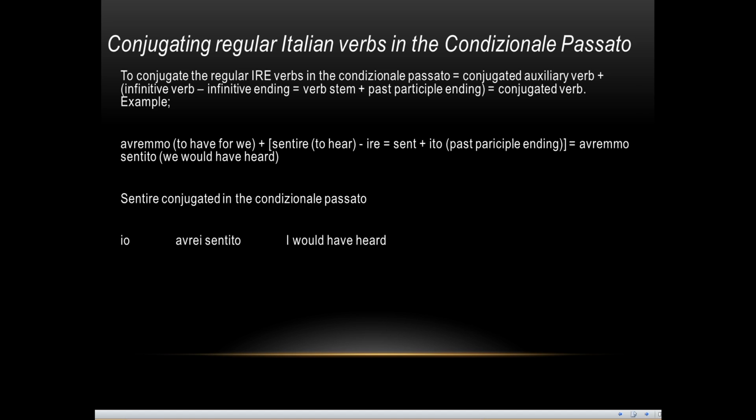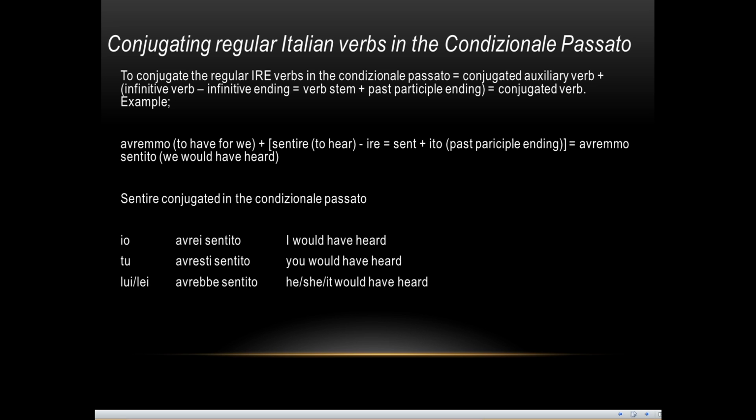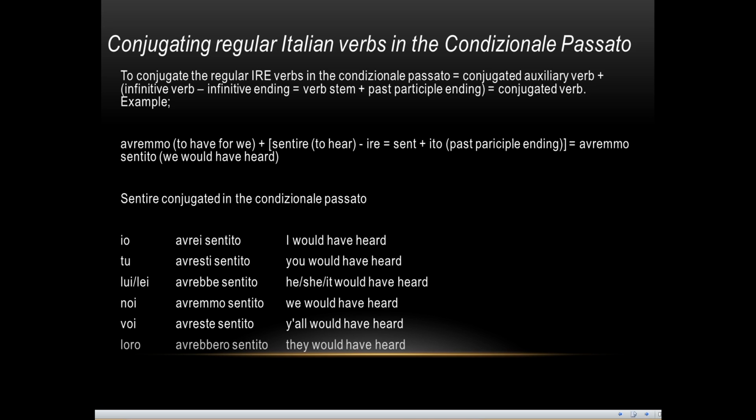Io avrei sentito, I would have heard. Tu avresti sentito, you would have heard. Lui, lei avrebbe sentito, he or she or it would have heard. Noi avremmo sentito, we would have heard. Voi avreste sentito, y'all would have heard. Loro avrebbero sentito, they would have heard.